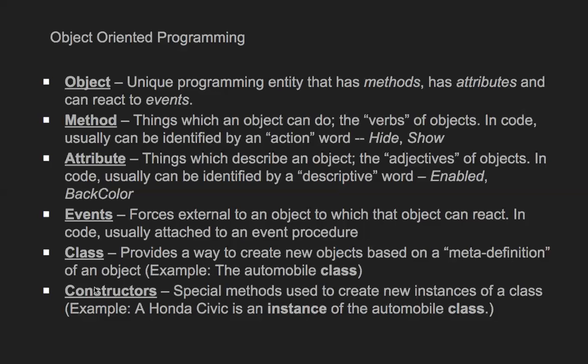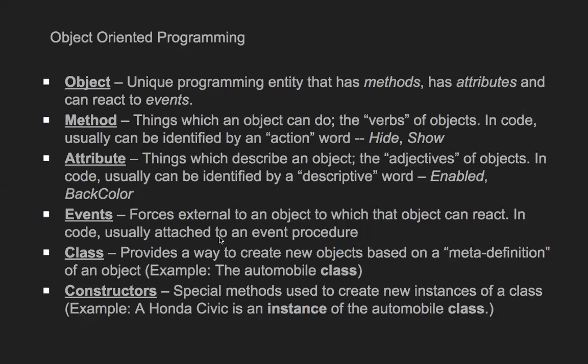So in object-oriented programming language, everything we consider as an object, and the object consists of methods, attributes, and events. So let's go in a one-liner sort of thing. What is an object? An object is nothing but a unique programming entity or a body which has methods, has attributes, and can react to the events.